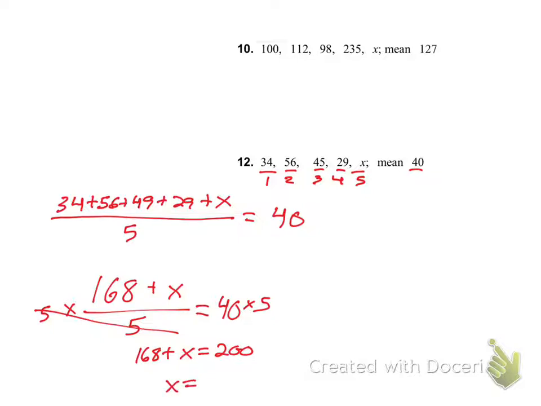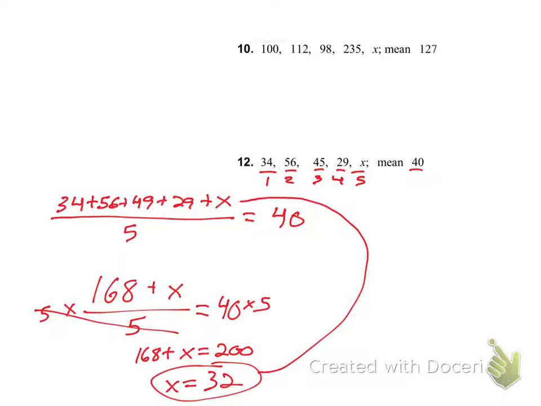And x is going to be equal to 32. So if you wanted to check your answer, all you have to do is take this 32 and plug it in for x right here. If I plug that in, and all these numbers divided by 5 is equal to 40, your answer is correct.